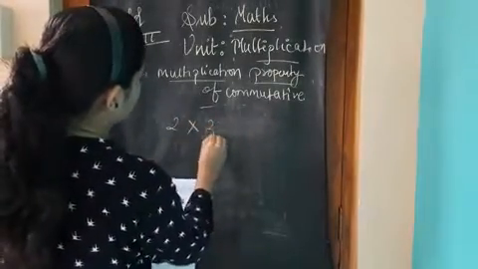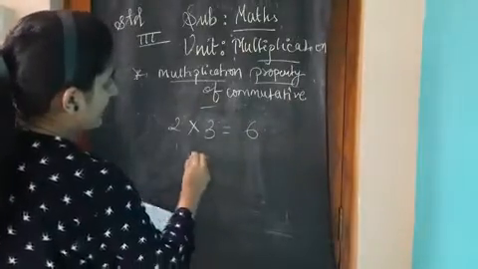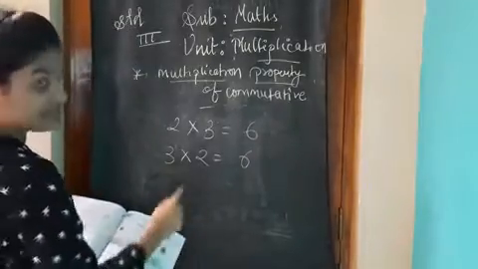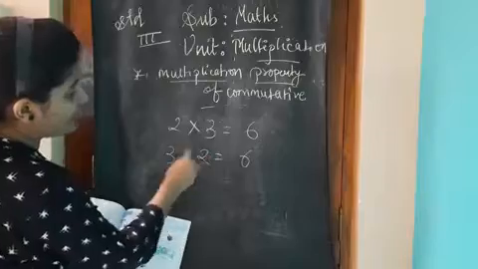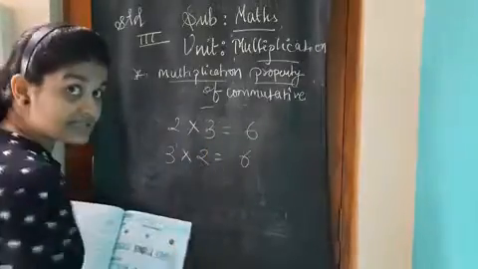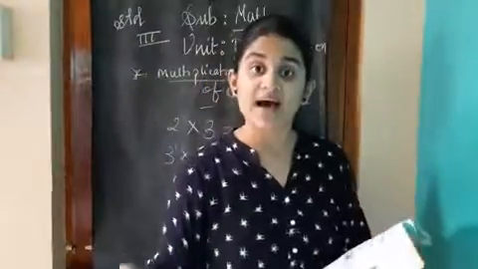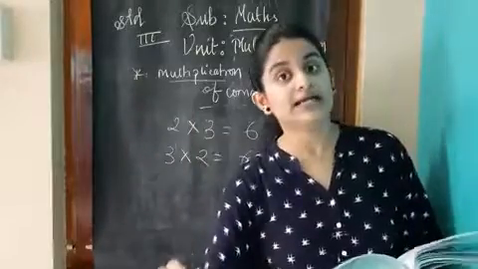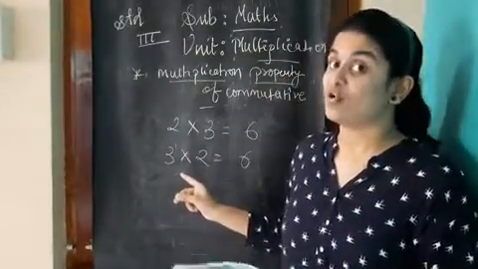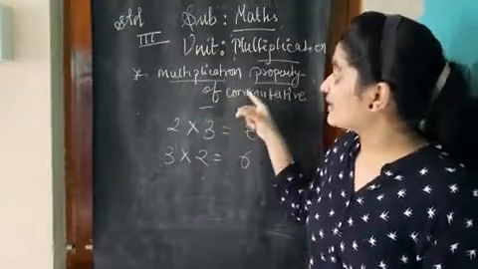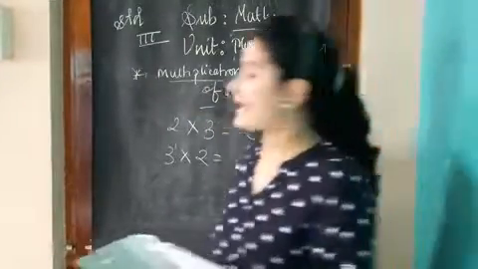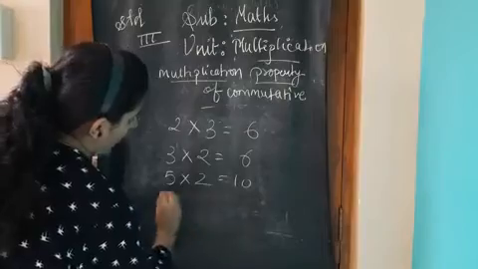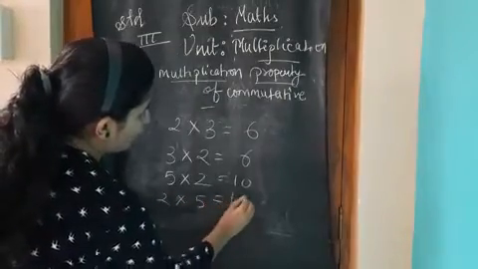For example, 2 3s are 6, right? And 3 2s are also 6. See, students, I have changed the order of the numbers. Still, the answer is the same. So always keep in your mind, whenever we change the order of the numbers, the answer will be the same. And this property is known as multiplication property of commutative. Let us see one more example. 5 2s are 10 and 2 5s are also 10.